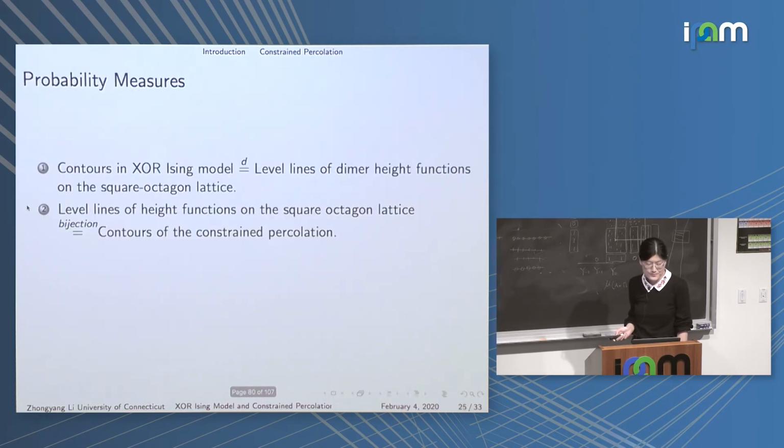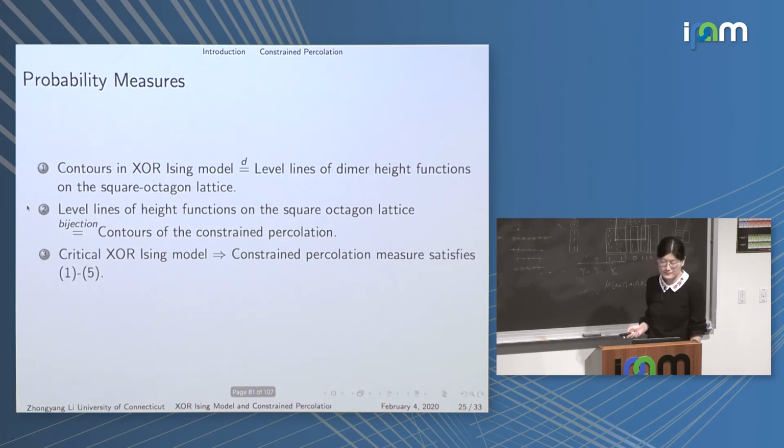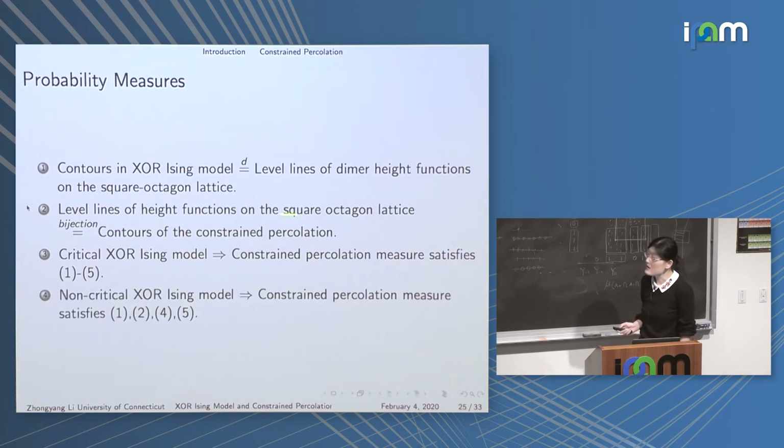Okay, so the contours in the XOR Ising model have the same distribution as level lines of diagonal height functions on the square-octagon lattice. This was proved by Boutillier and de Tilière. They find a measure-preserving correspondence between contours in the XOR Ising model and the level lines of diagonal height functions on the square-octagon lattice. And then the level lines of diagonal height functions on the square-octagon lattice are in bijection with the contours of the constraint percolation model.